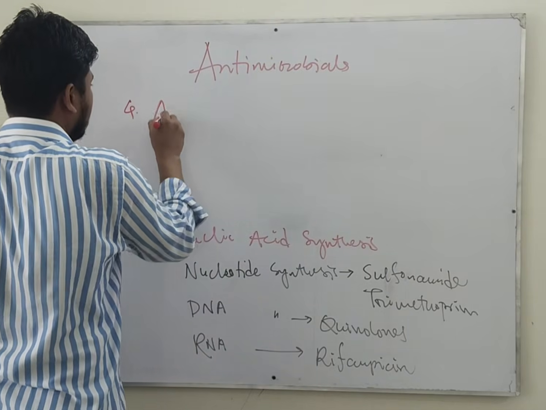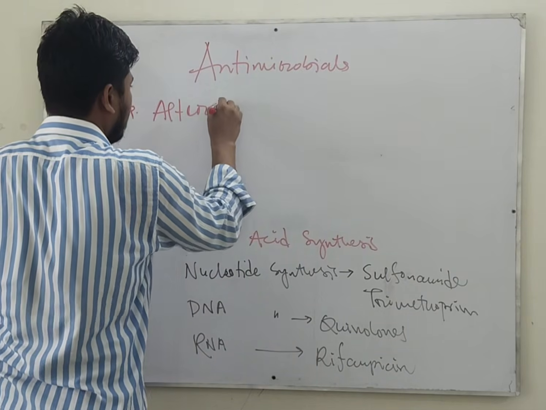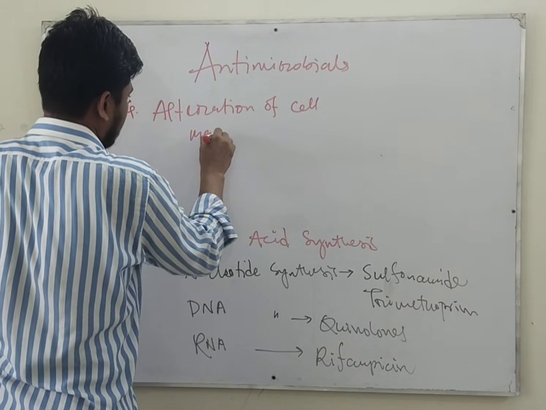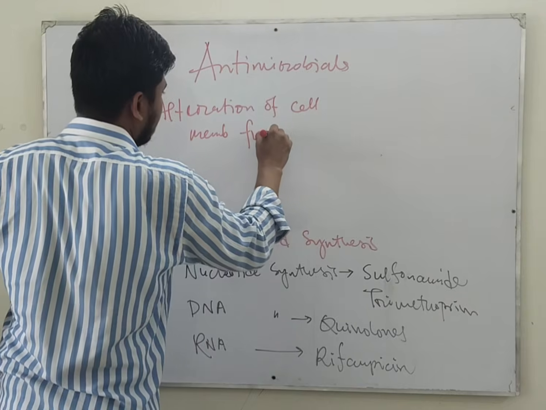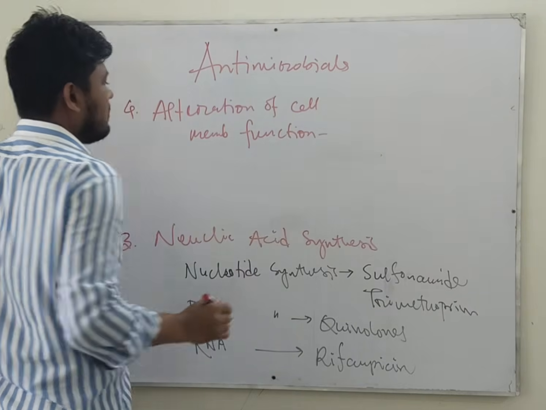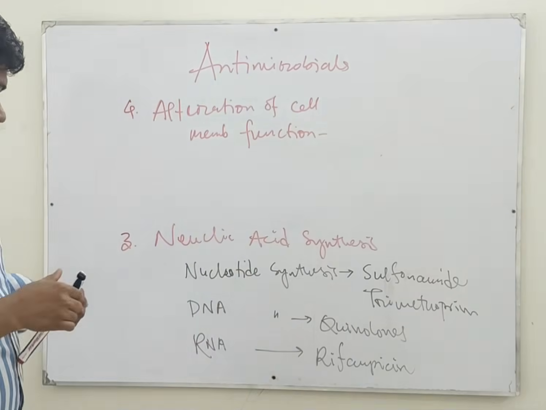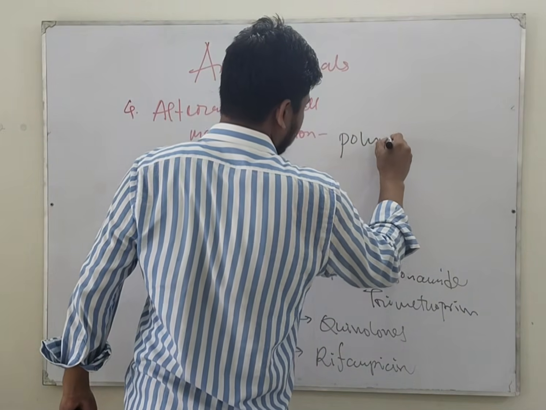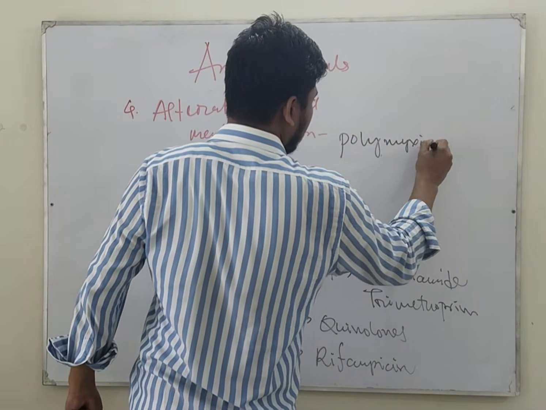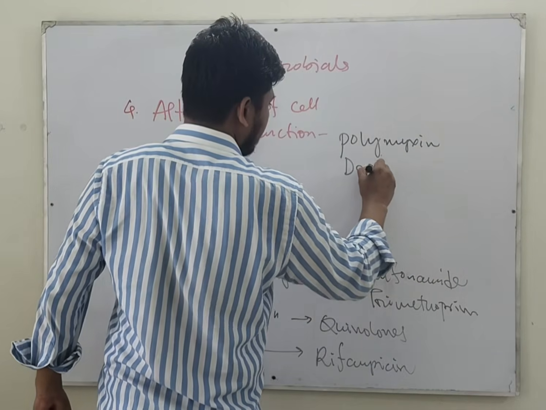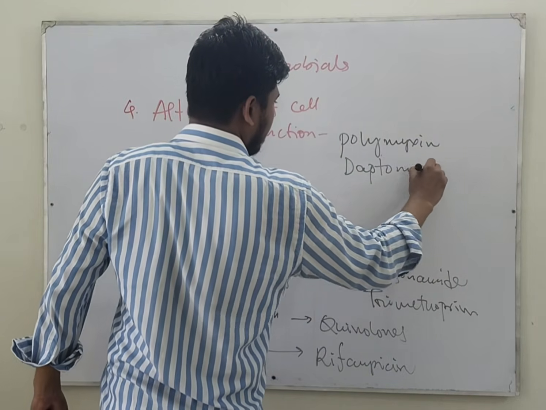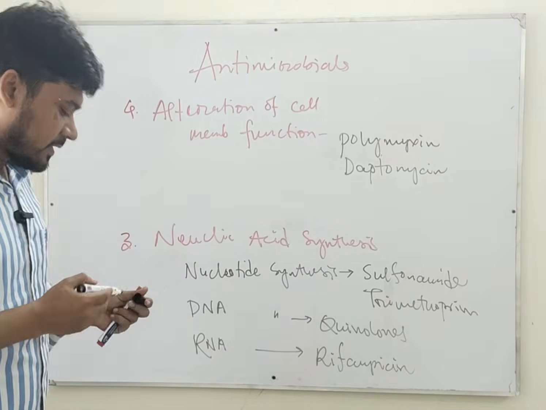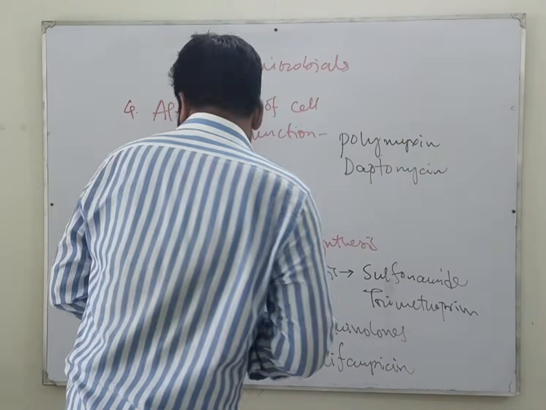Number 4, alteration of cell membrane function. Examples are polymyxin and daptomycin.